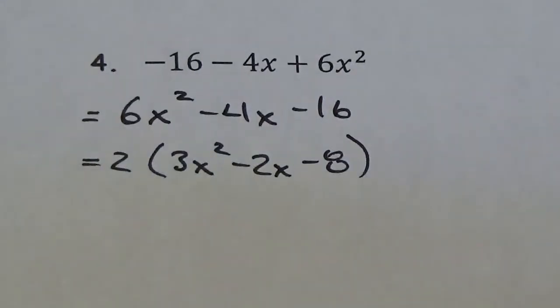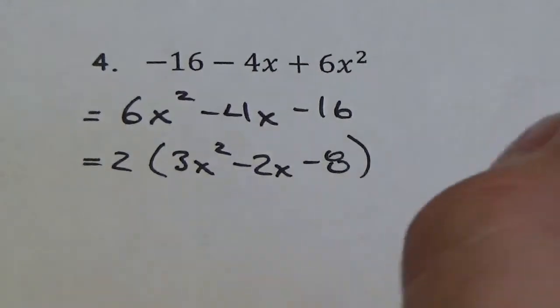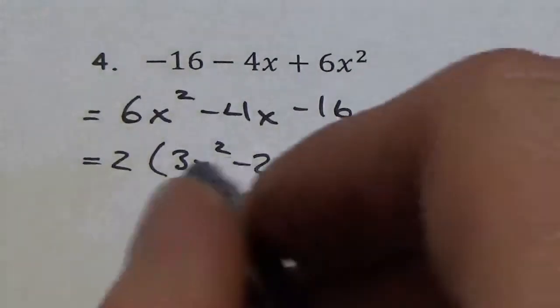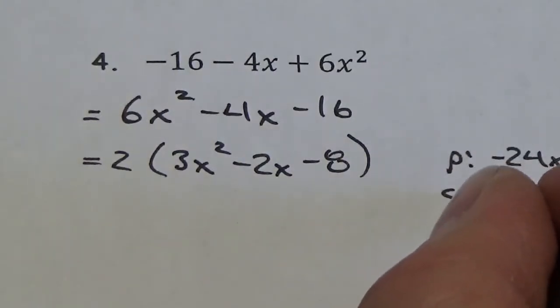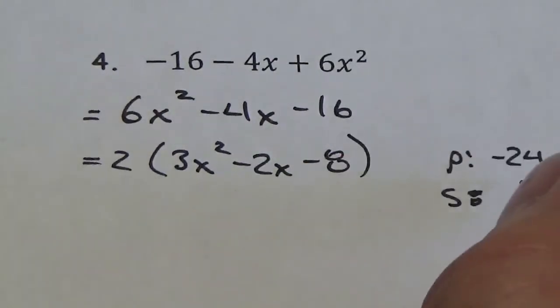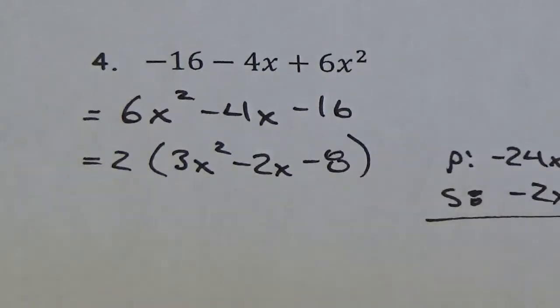Okay, now I could guess and check, but you know what? I'm going to do decomposition this time. So I'm looking for two numbers whose product is going to be negative 24x squared. I should say two terms whose product is negative 24x squared and whose sum is going to be negative 2x.